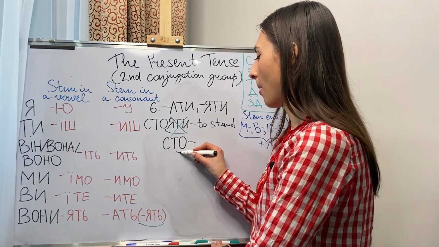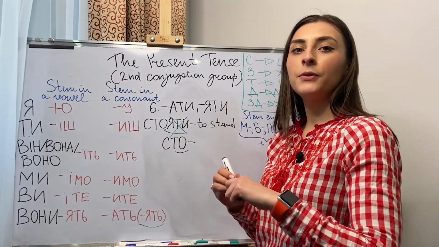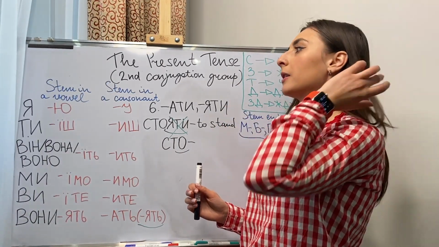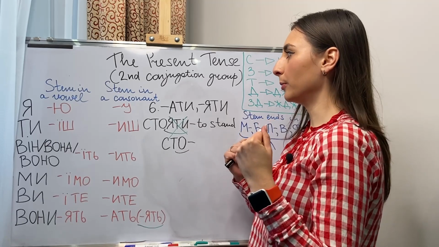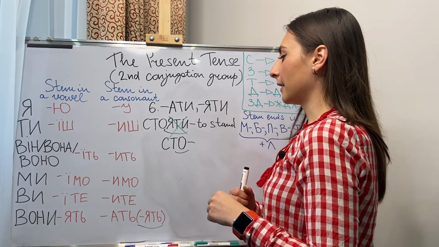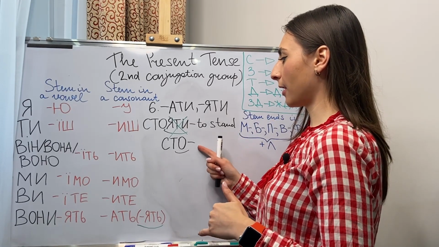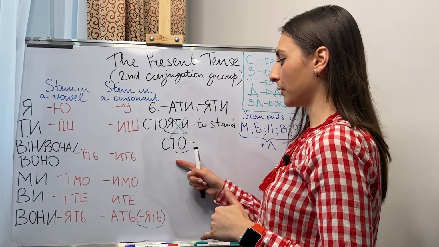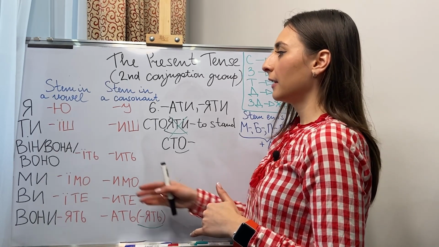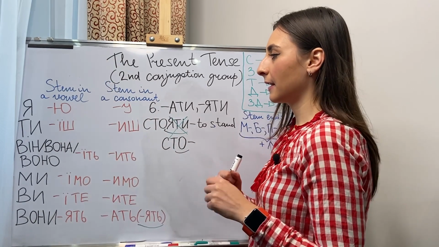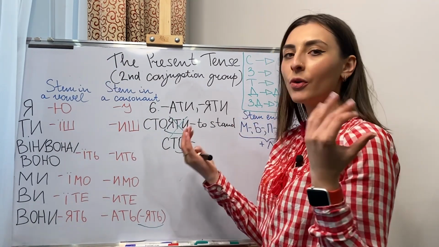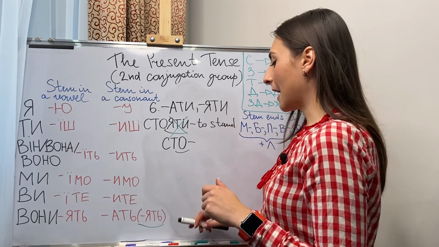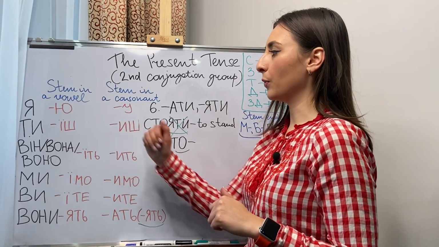It ends in o. So don't worry, guys, if you see the verb and it belongs to the second conjugation group and we drop the ending and you see that the stem ends in a vowel, then you use these endings and usually there are no exceptions with it. So I stand, you say я стою.